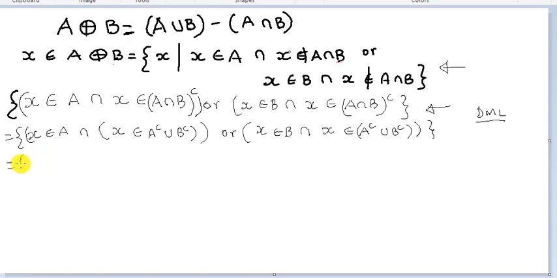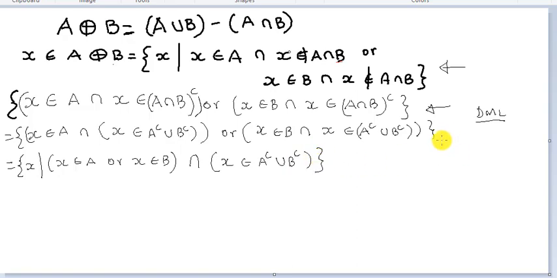So I had to write X such that X element of A or X is an element of B intersection X belongs to. You may have to pause the video to really see how I applied the distributive law from here to the next step.